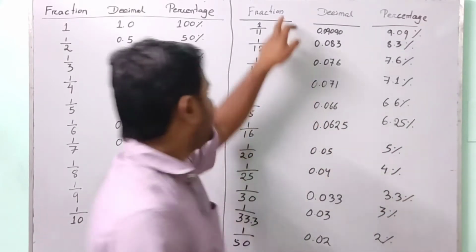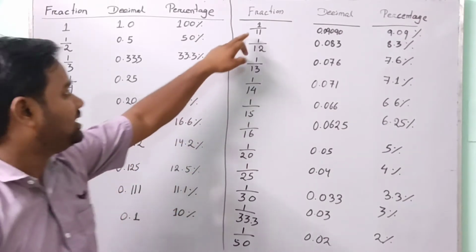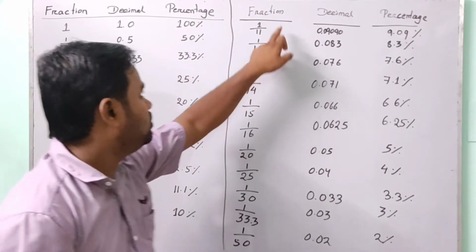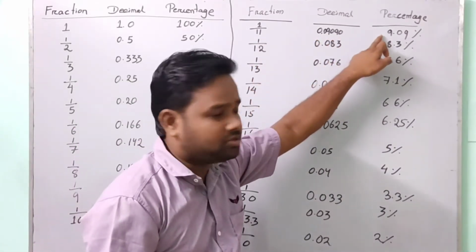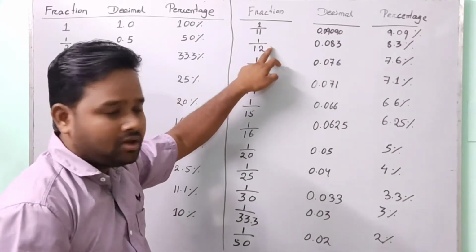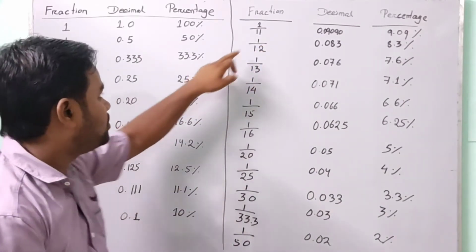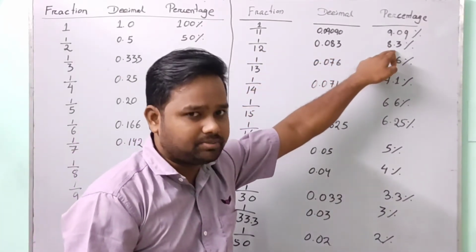The first one is 1 by 11. 1 by 9 is 11.1%, and 1 by 11 is its inverse. These two are similar things. So 1 by 11 is equal to 0.0909, which is equal to 9.09%. And the next is 1 by 12. Here we have studied 12.5 is equal to 1 by 8. So 1 by 12 is equal to 0.083, which is equal to 8.3%.